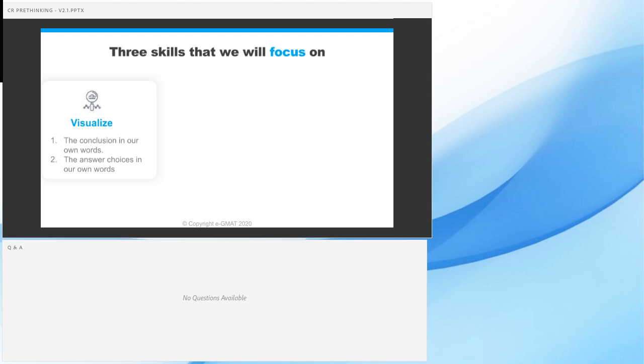So let's say you're given a statement which says, "Hey, there's a seawall and it's built of concrete and it's going to be able to sustain sea waves." That's the claim that the author is making.